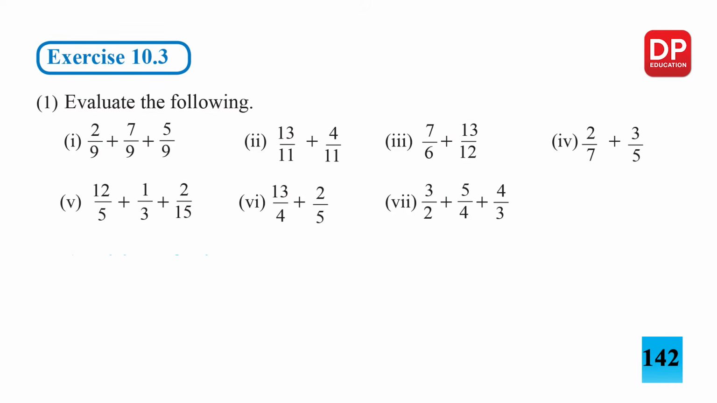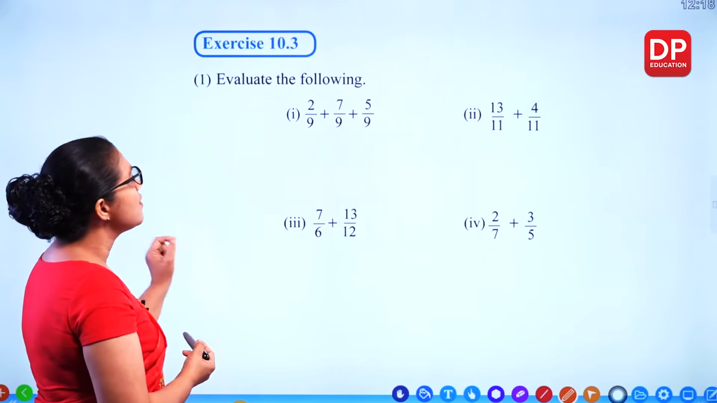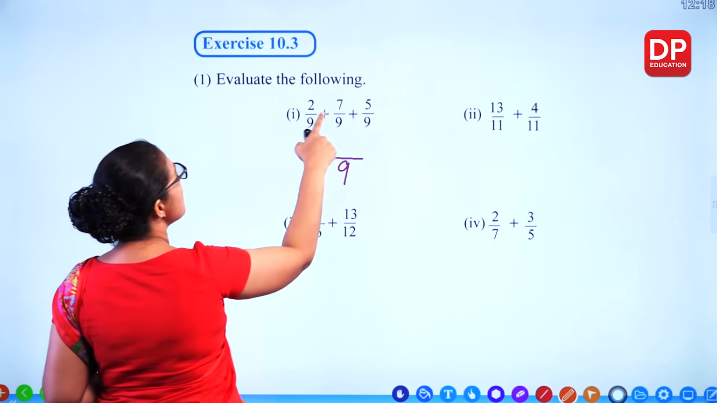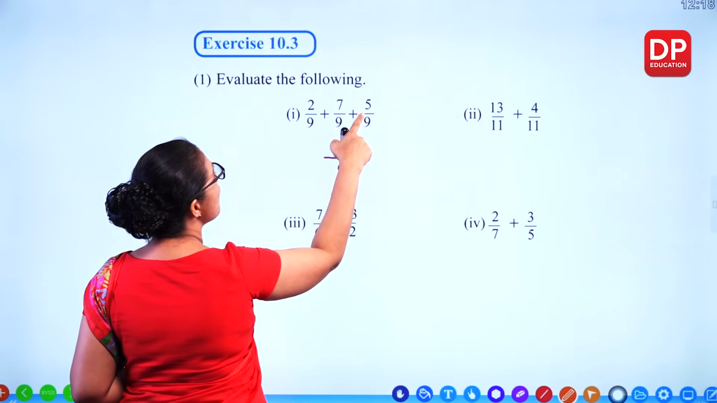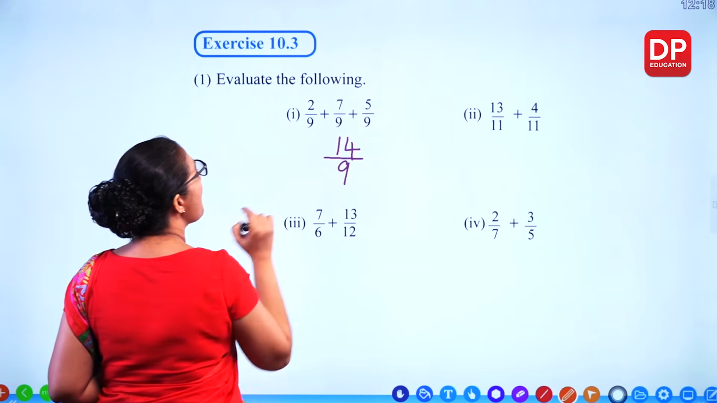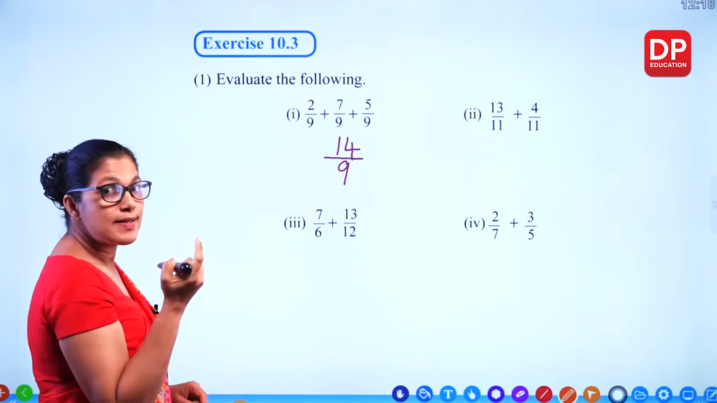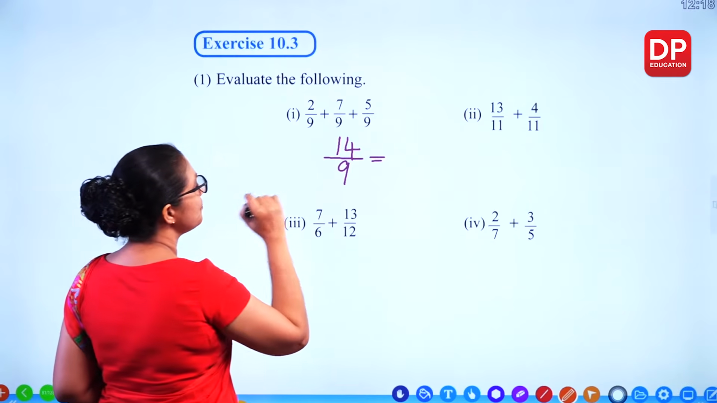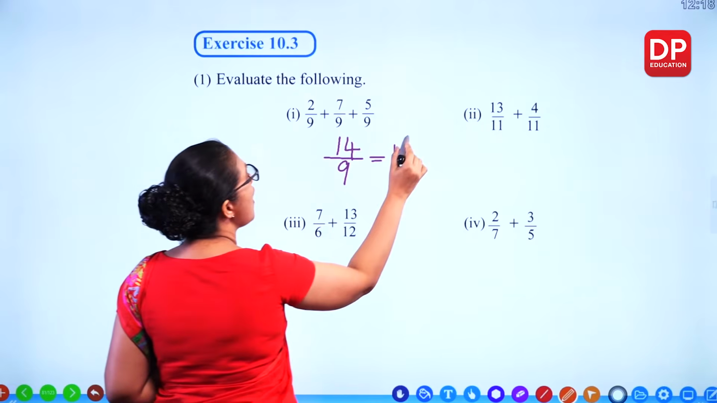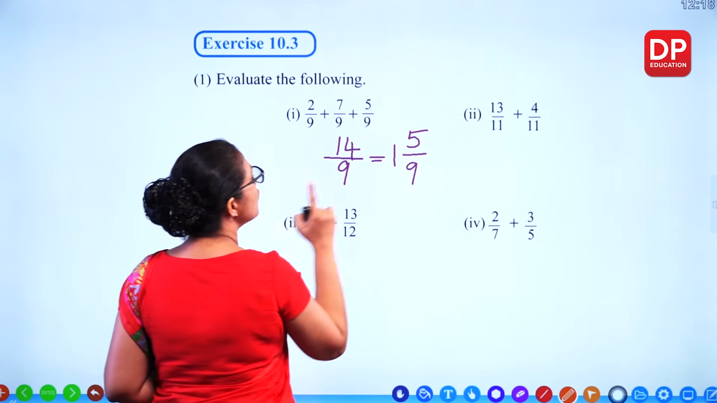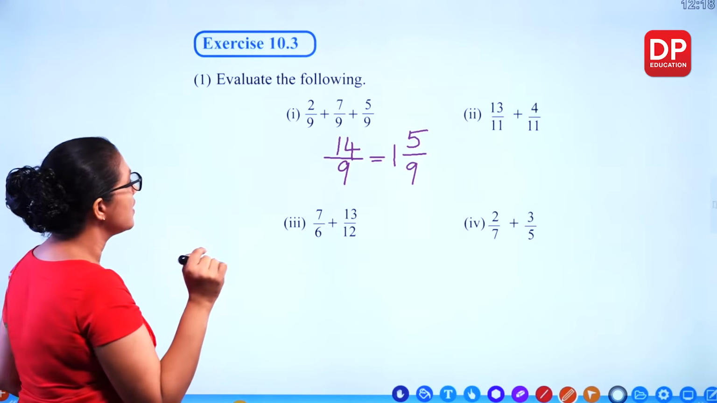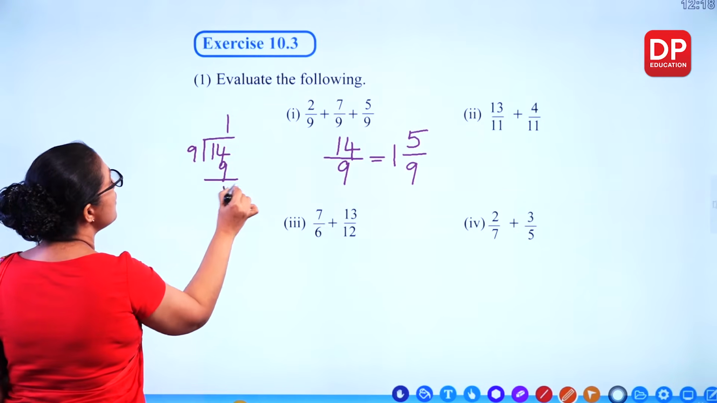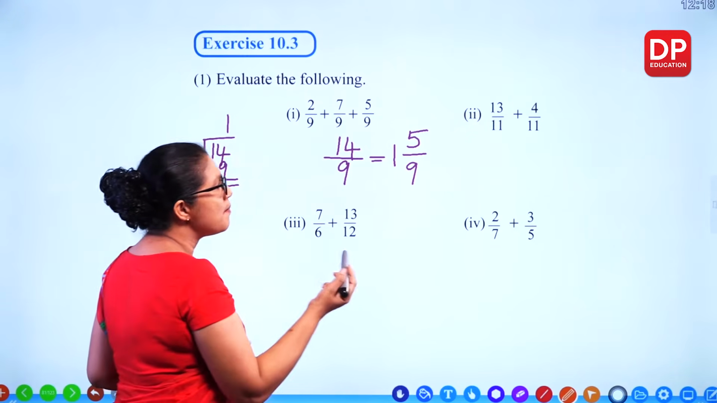Exercise 10.3. Evaluate the following. So this is straightforward. Same denominator. You can just add the numerators. 7 plus 2, 9. 9 plus 5, 14. Now, this is an improper fraction. Convert to a mixed number. 9 times 1, 9. So 5 remaining, 5 over 9. So this is using long division. 14 over 9. You can find out the remainder. That's 5.